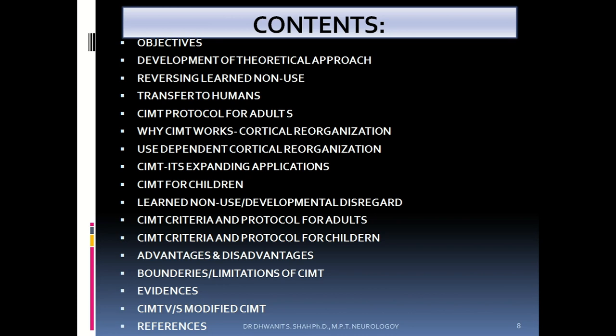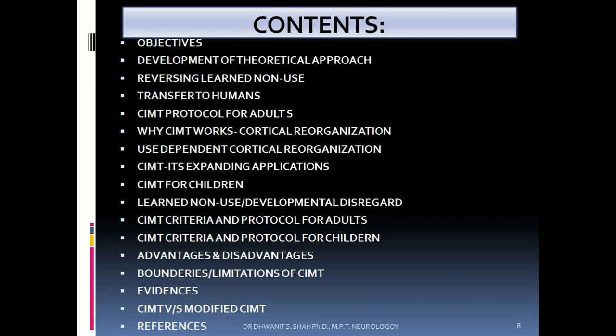These are the different contents we have to go through in this topic, starting from the objectives to the development of the theoretical approach, reversing learned non-use, transfer to humans, how the protocols were developed for adults, why CMT works on cortical reorganization, how the use-dependent reorganization happens, its expanding application to neurological conditions, how it can be used for children, how the developmental disregard occurs in children, what the criteria and protocol are for children and adults, what the advantages and disadvantages of CMT are, what the boundaries or limitations are, what evidence has been gathered till now, what CMT versus modified CMT is, and the references. There are so many things we have to go through.